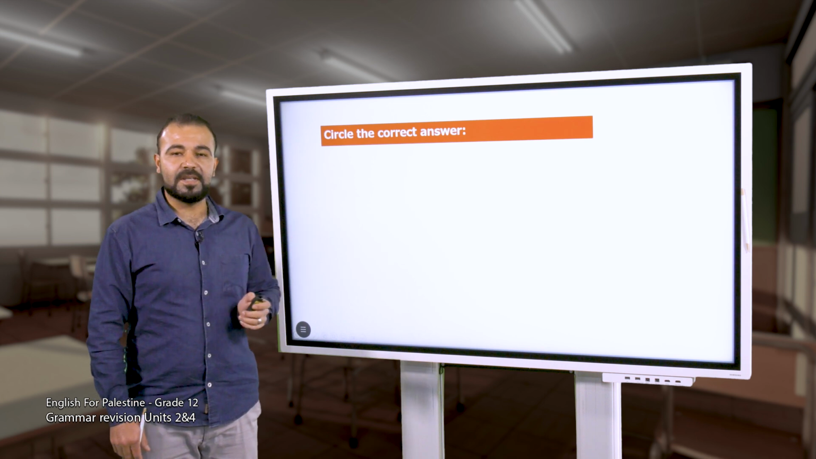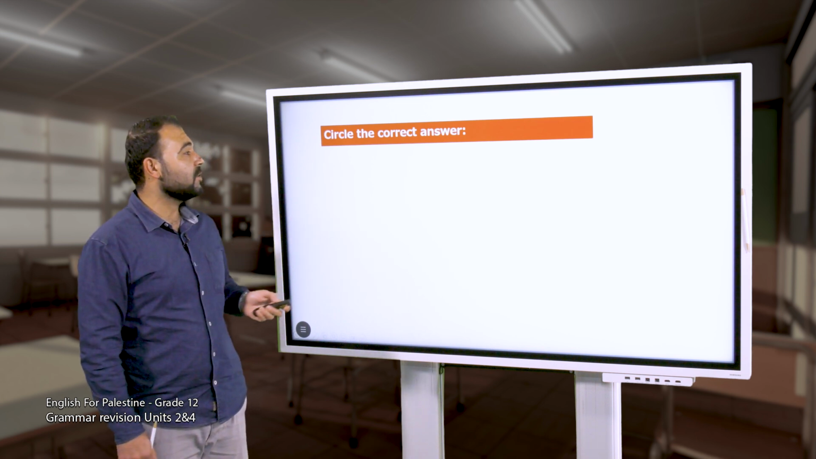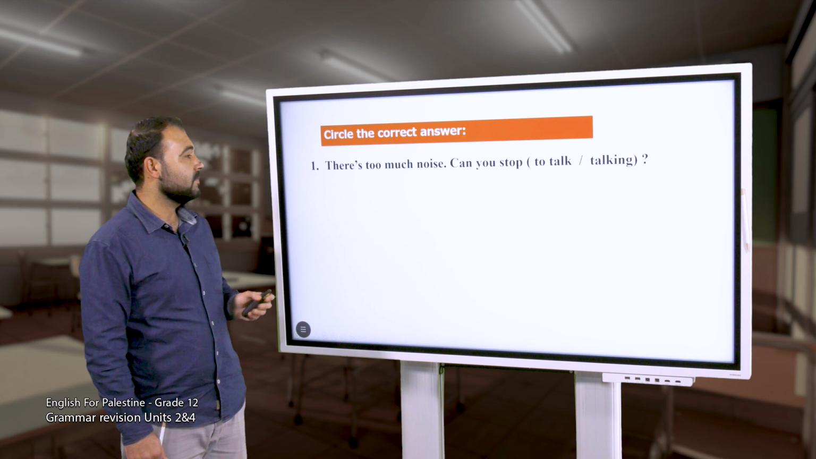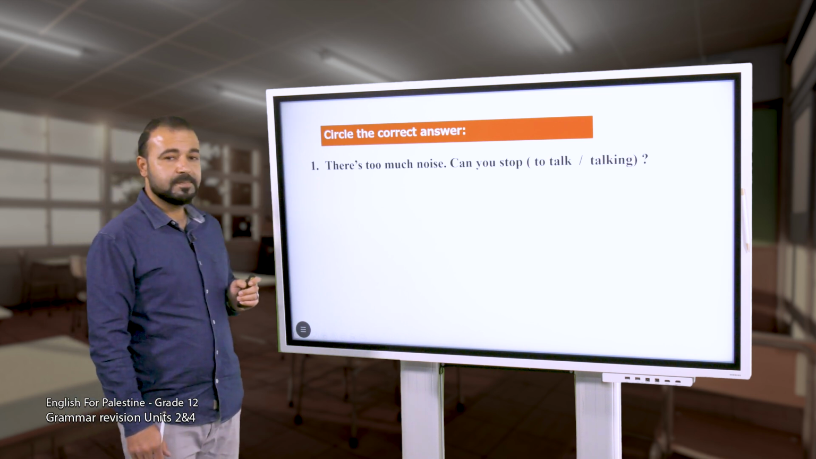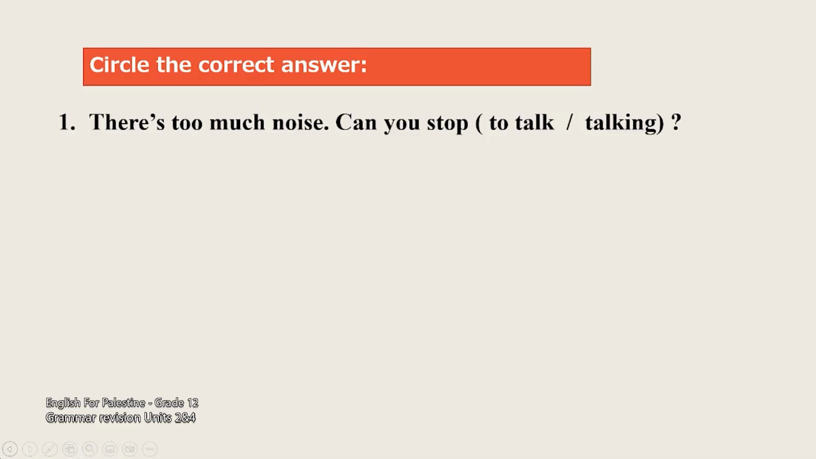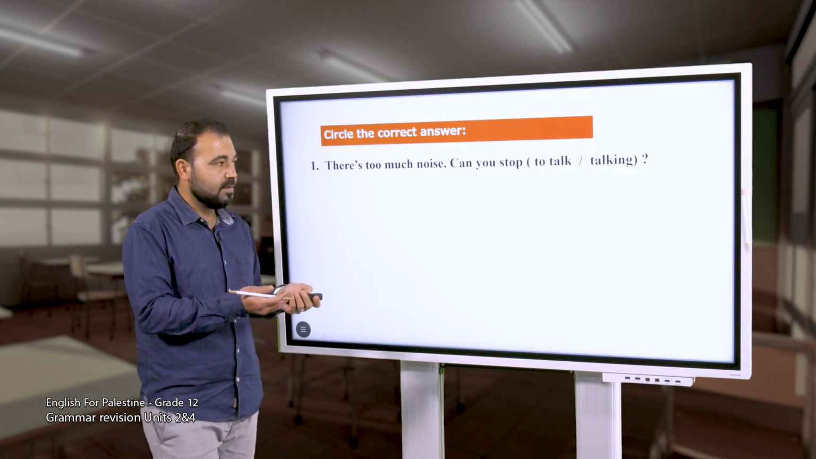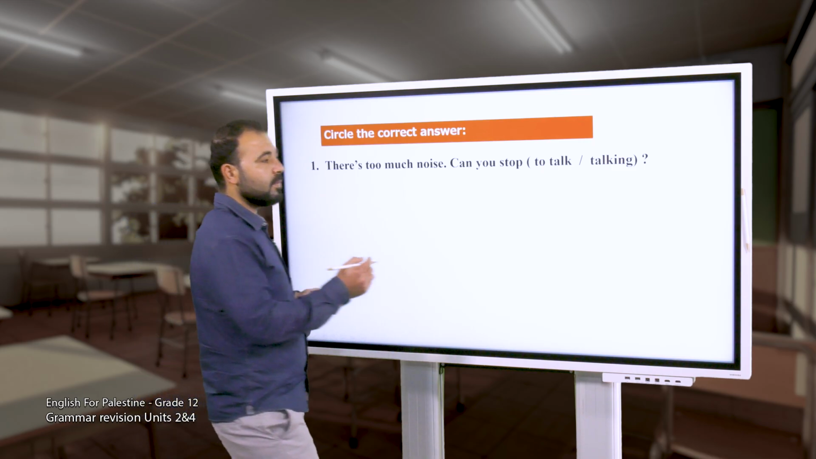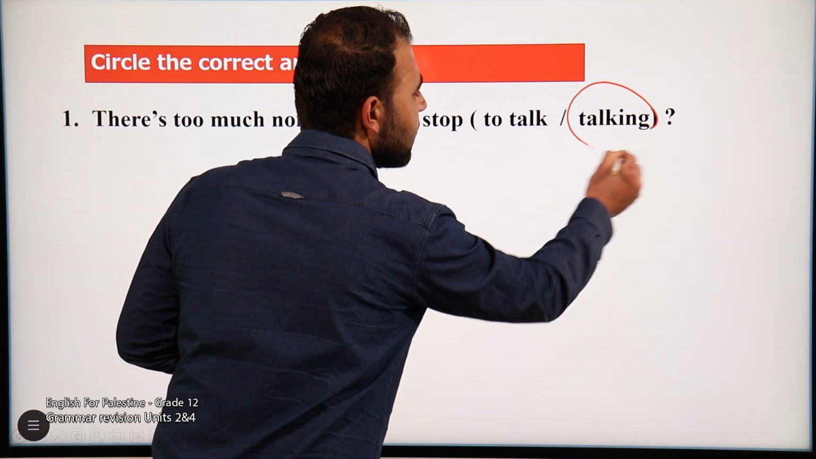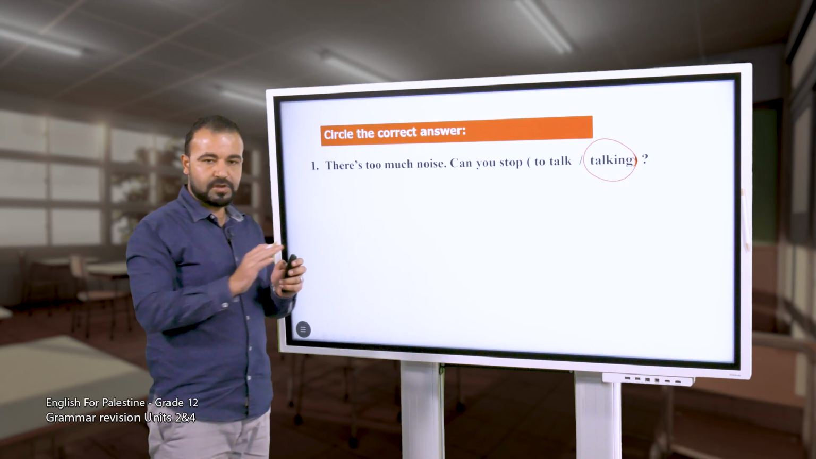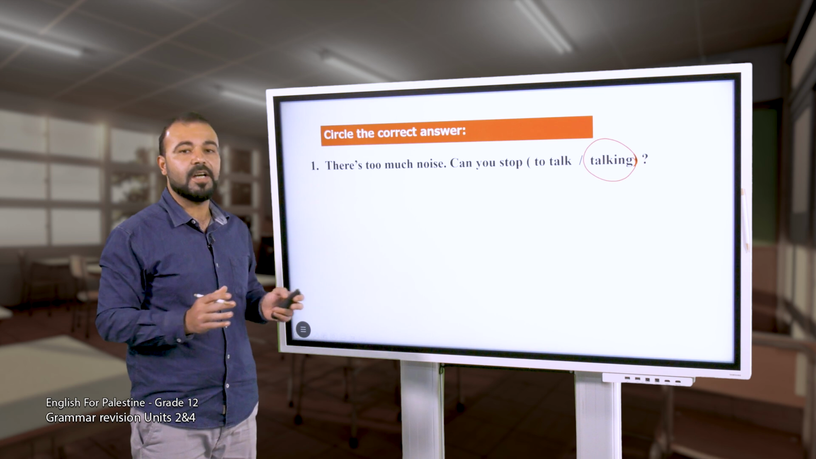Now let's see this activity. Circle the correct answer. Number 1. There's too much noise. Can you stop to talk or talking? Which is the best? Can you stop talking? To stop doing something for a long time.